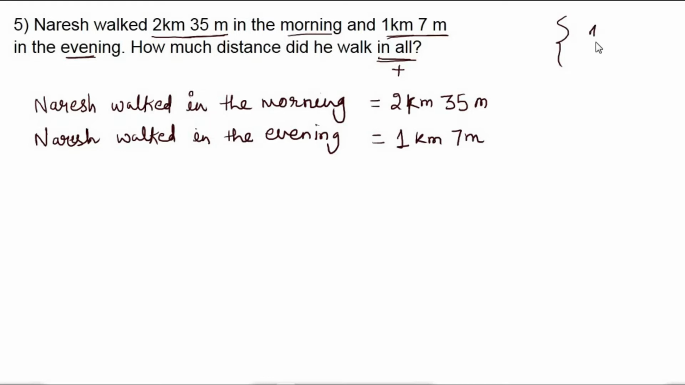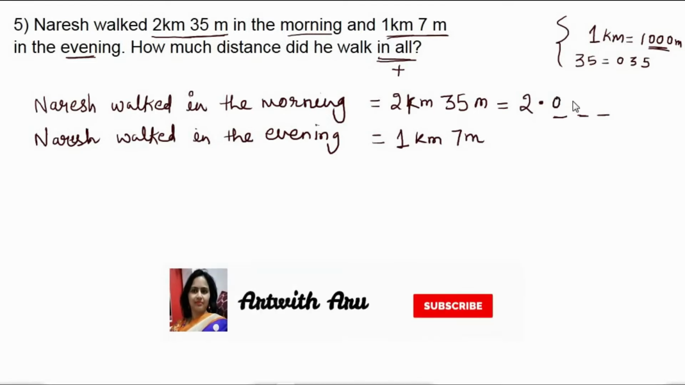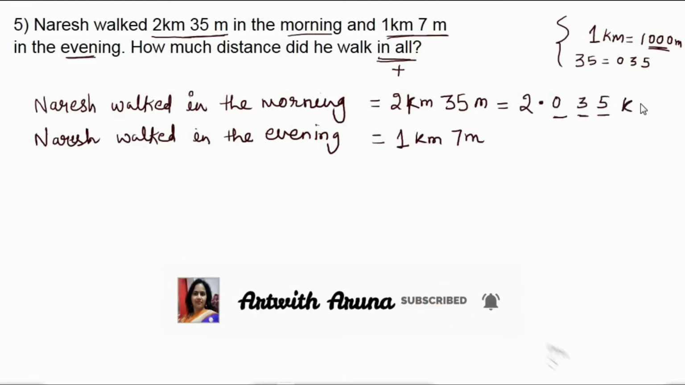As we know that 1 kilometer is equal to 1000 meter, and here you can see that 3 zeros are here. It means we need to use 3 digits after the decimal point to represent the meter part. So here we can write 2 as it is, that is in kilometer form. Then we need to put a decimal point and then use 3 digits after the decimal point to represent this meter part. But here we have only 2 digits. So we can write this 35 as 035 to make it a 3 digit number. So we will write 2.035 kilometer.